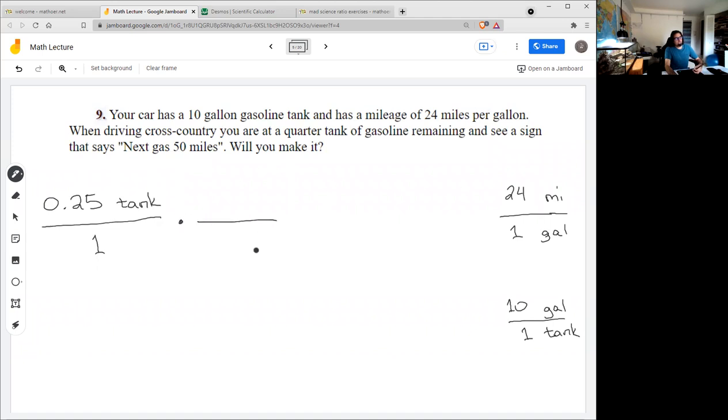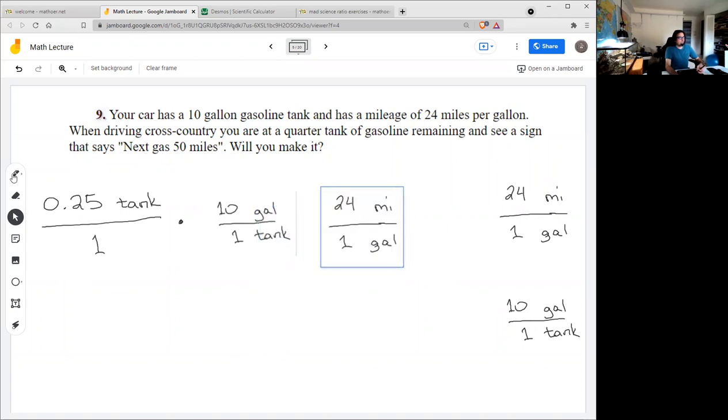Do I have the rates I need? Yes, I can get out of tanks and go into gallons, copying that one. And I can get out of gallons and go into miles. I will leave it up to you to see if my answer is bigger than 50 or if our driver is in a lot of trouble.